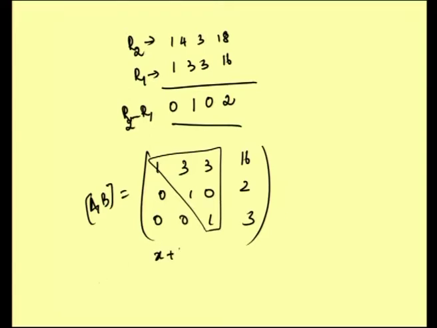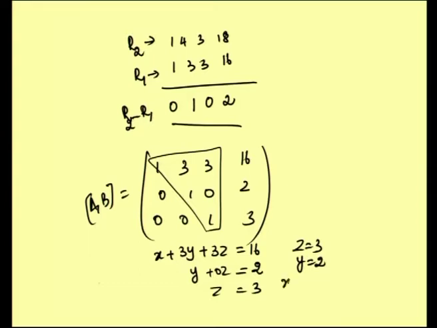The equation is x plus 3y plus 3z is equal to 16, the second equation is y plus 0z is equal to 2, and the last equation is z is equal to 3. So we get z is equal to 3, y is equal to 2, and substituting in x plus 3 into 2 plus 3 into 3 is equal to 16, we get x is equal to 1. Hence the solution is x is equal to 1, y is equal to 2, and z is equal to 3.